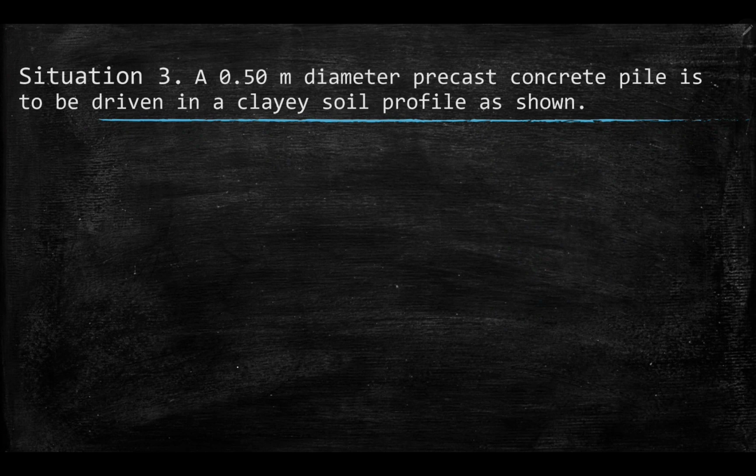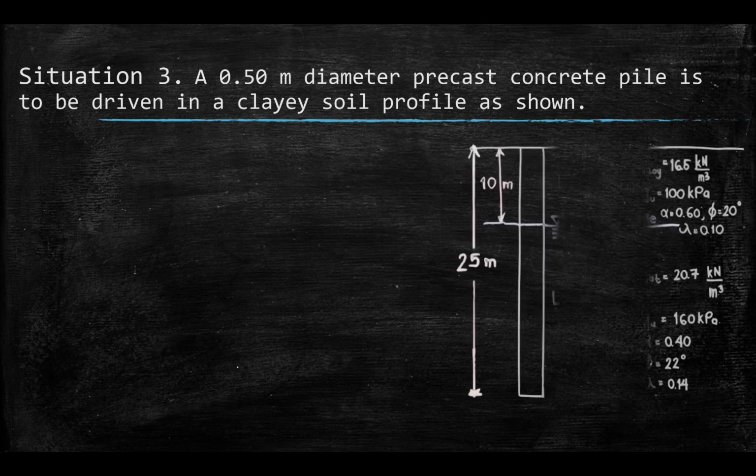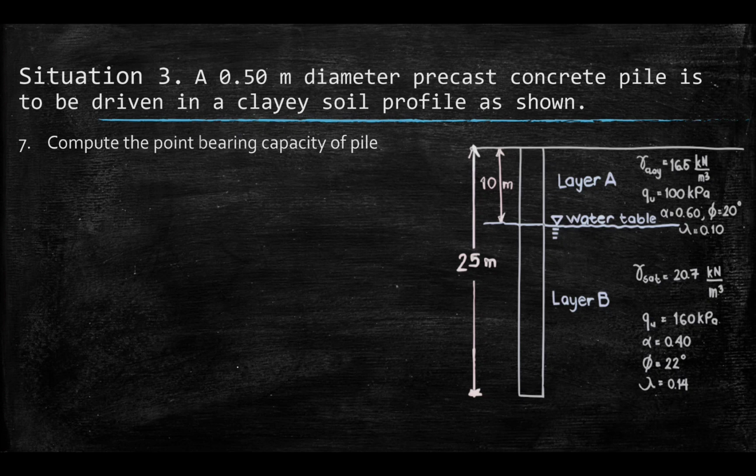So, for situation 3, a 0.5 meters diameter precast concrete pile is to be driven in a clay soil profile as shown. So, ito daw yan. Ayan. So, meron tayong 2 layers. Okay. So, now, for the 7th question, compute the point bearing capacity of pile. Then again, ang soil natin dito is clay soil. Solving for the end bearing capacity, chicken joy na lang yan, di ba?